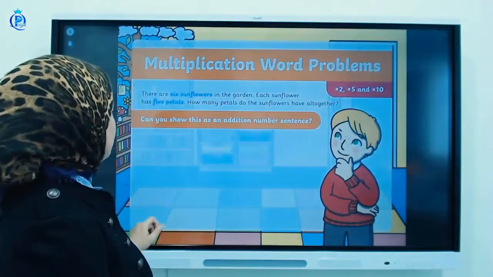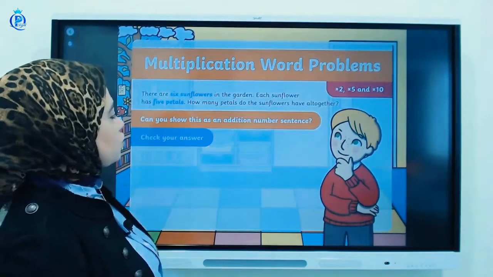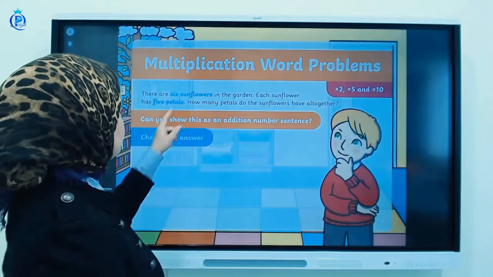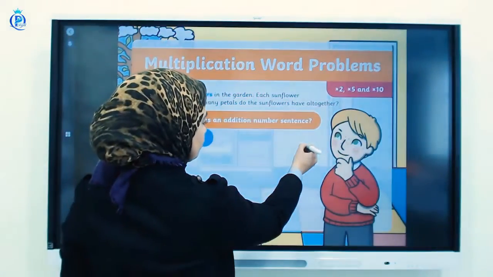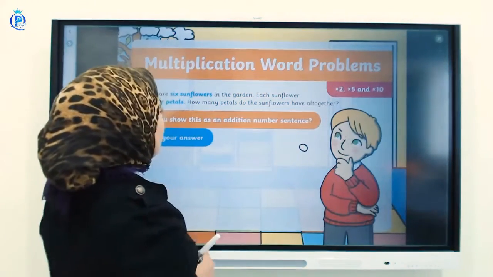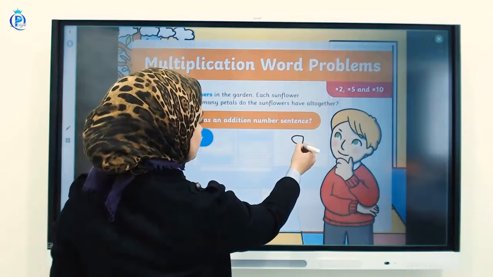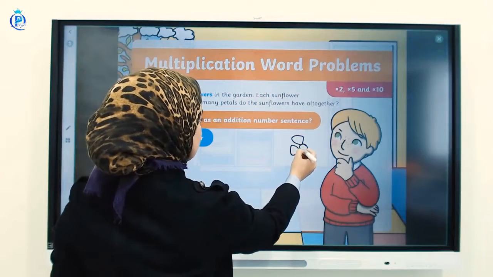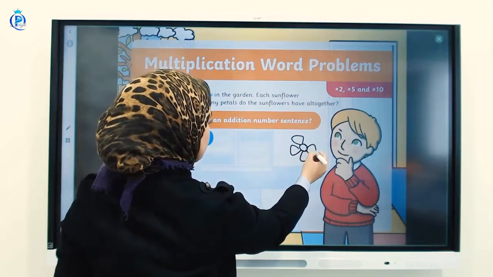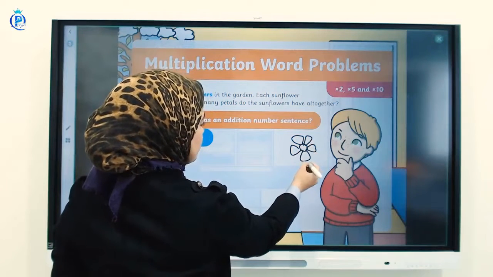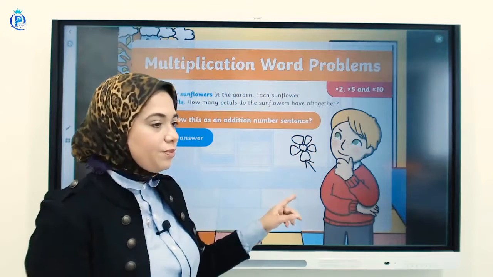Can you show this as an addition number sentence? 6 sunflowers. One flower has 5 petals. 1, 2, 3, 4, 5. These are called petals. The petals of the flower.